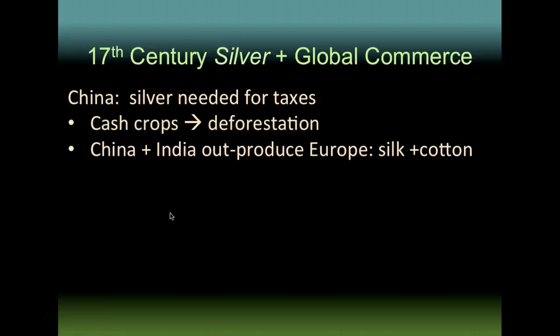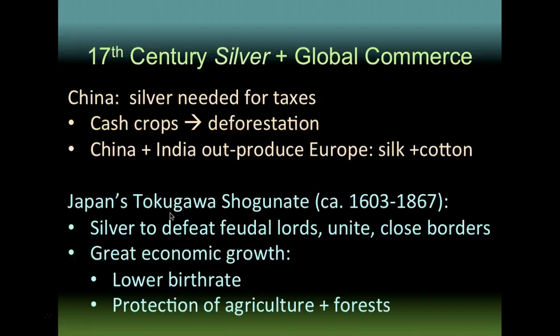China and India outproduce Europe in a lot of products, mainly silk and cotton. China produces great silk and India produces wonderful cotton for textiles, and they outproduce Europe, and Europeans want to pay for this stuff and they need silver. And where does that silver come from? The Americas.